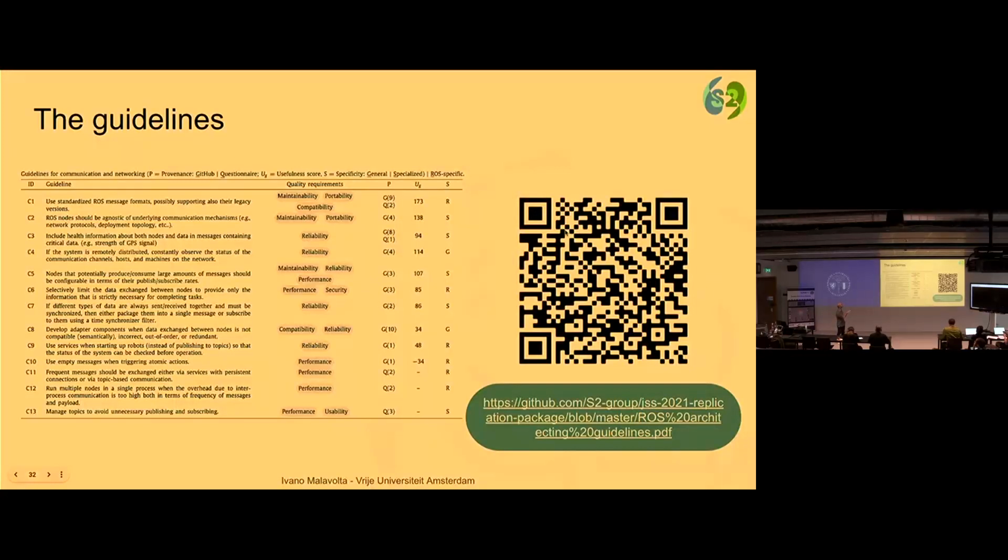So for example, here we see that C4 is related to reliability, C2 is related to maintainability and portability, C1 is related to maintainability, portability, and compatibility. So this is the way I'm picturing the use of these guidelines, because we didn't do it just for the sake of spending time fiddling through several systems. We want these things to be read by people like you.